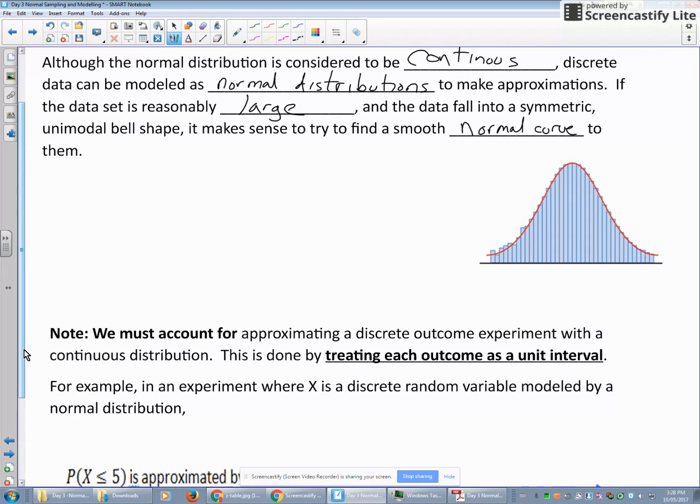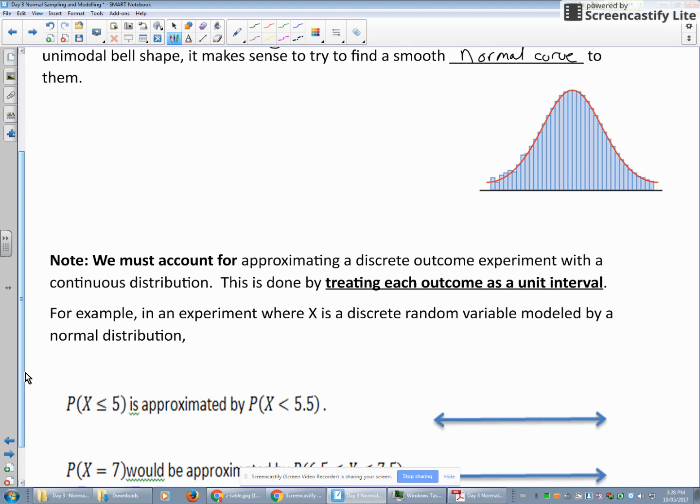So here we can see we've got our intervals represented by our bars. And even though we've got these interval values, we're applying a normal distribution across them. So our note says we must account for approximating a discrete outcome experiment with a continuous distribution. This is done by treating each outcome as a unit interval, and we'll explain what this means.